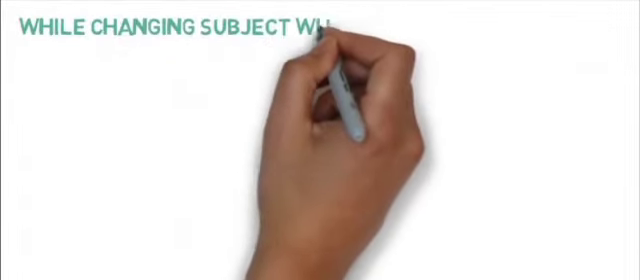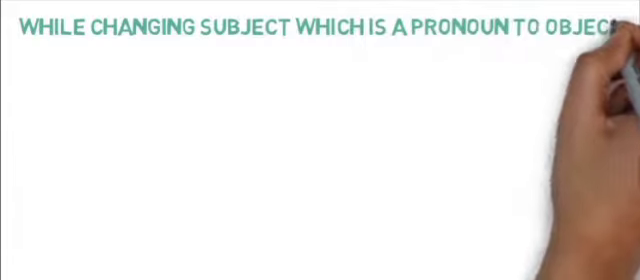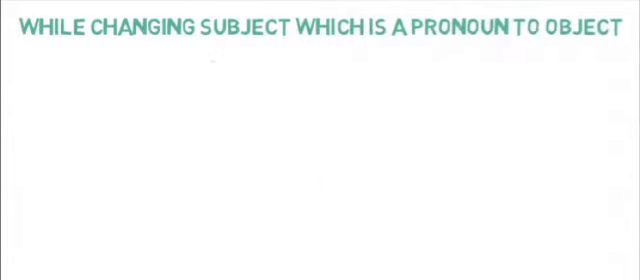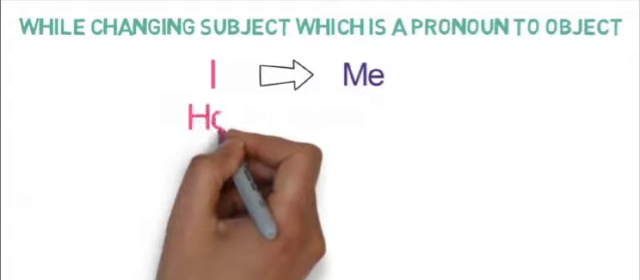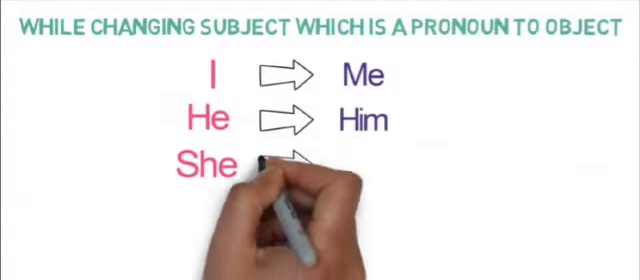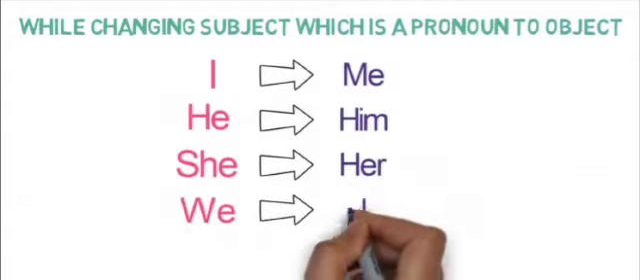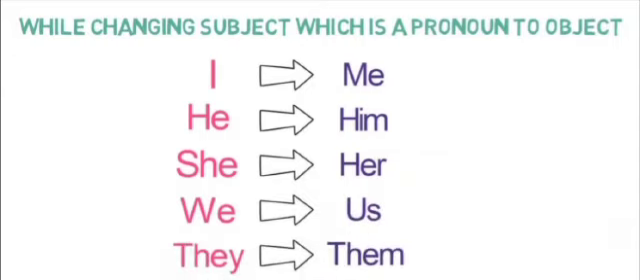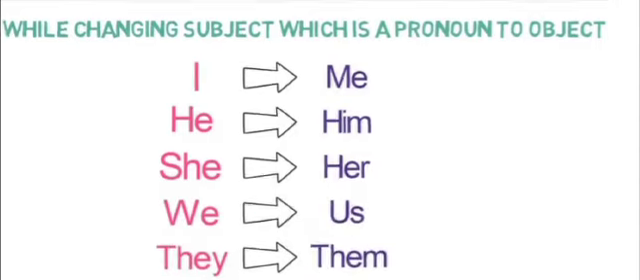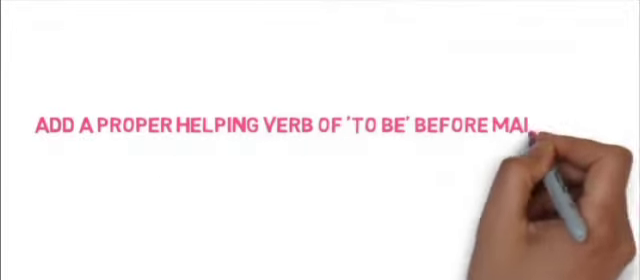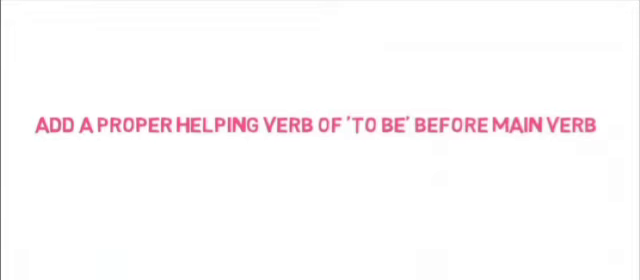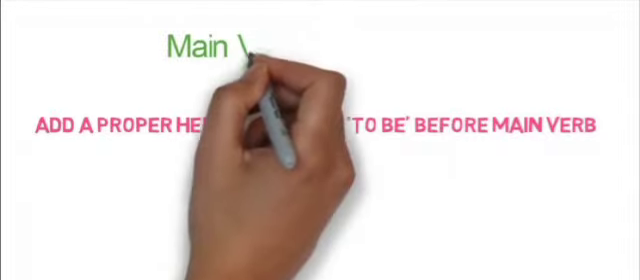There are two important things we need to remember while replacing the subject with the object. If the subject is a pronoun, to the object, I will become me, he will become him, she will become her, we will become us, and they will become them. Secondly, we need to add a proper helping verb of to be before the main verb. The helping verb is decided based on the tenses. We shall see this with an example of the main verb write in the table form.